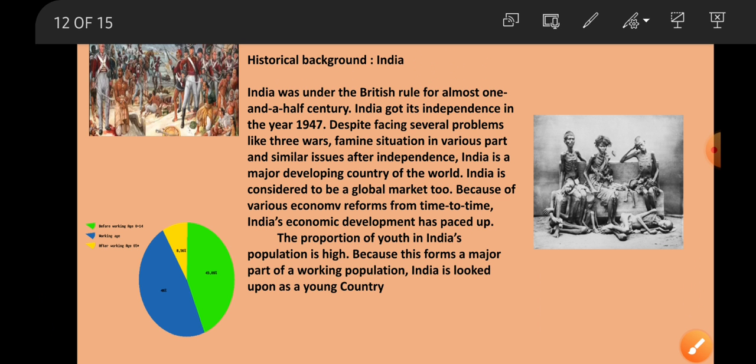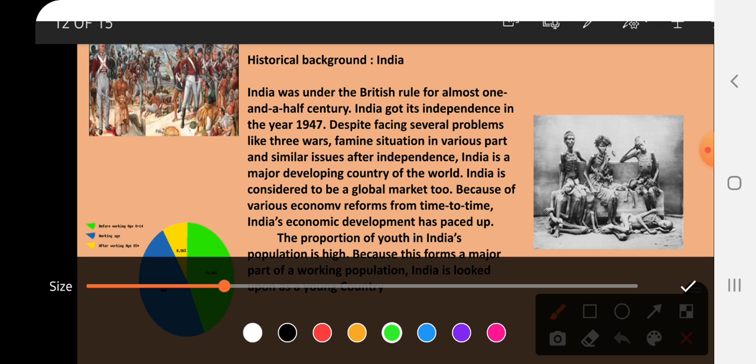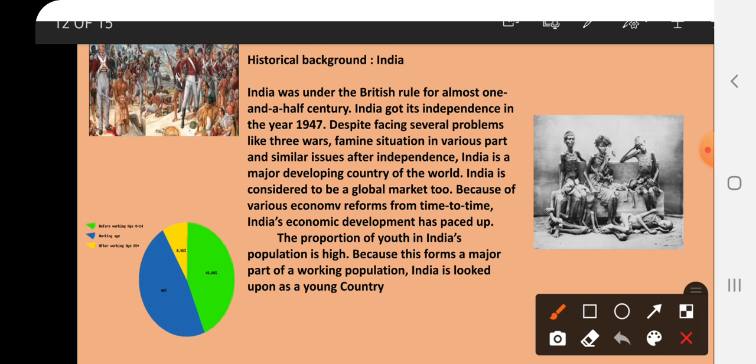Yeah, you can see here the pie diagram. I will show you something here with the help of a brush. This one, the blue color, is the working population. You can see the percentage, it's around 48%, which was calculated in the census of 2011. So that means we have around 50% of young generation.